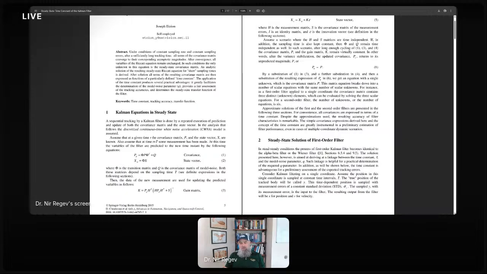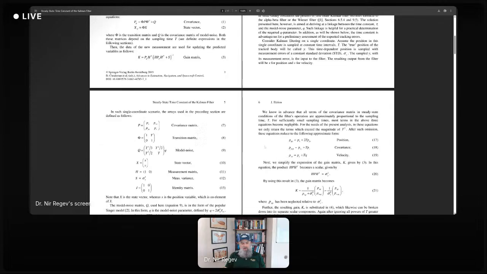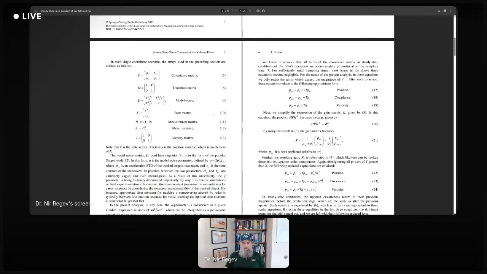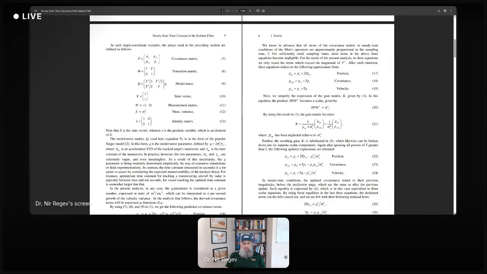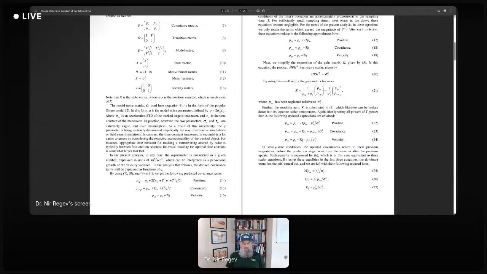Okay, and he goes on and elaborates the steady state solution of the first order filter. And you see here he uses it for the Q constant. This is actually the Singer model, right? The well-known Singer model for target tracking of maneuvering targets. And he's deriving this Q, which is actually the Singer model as stated here.